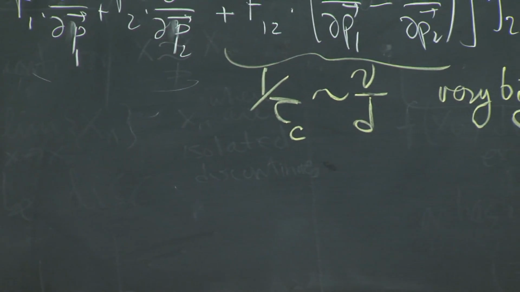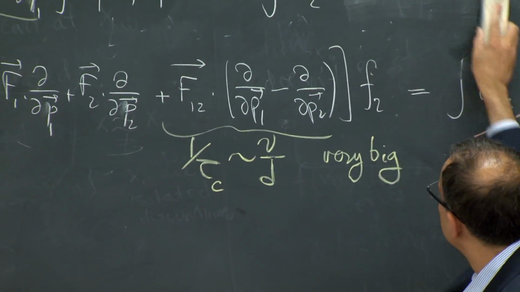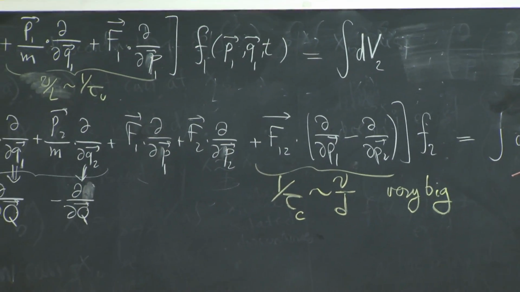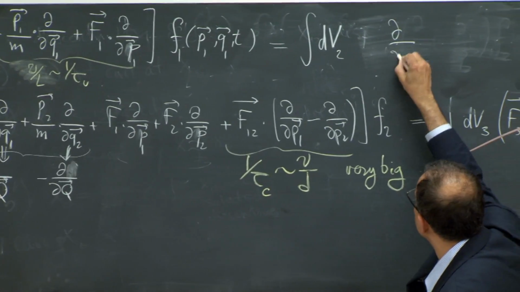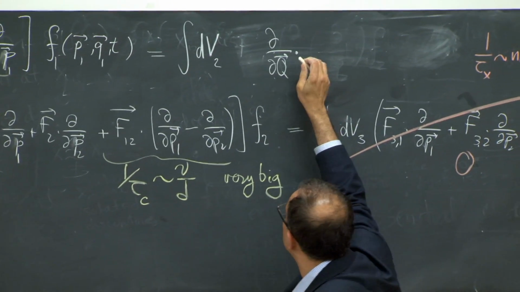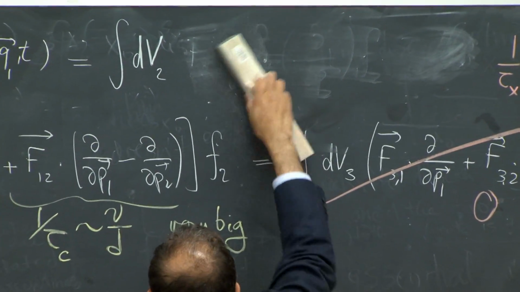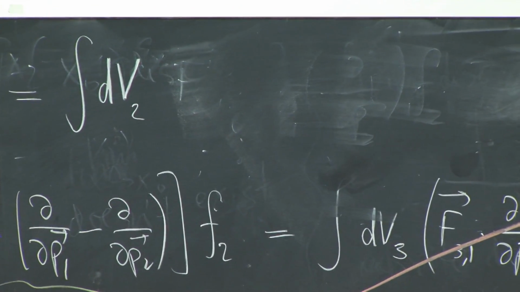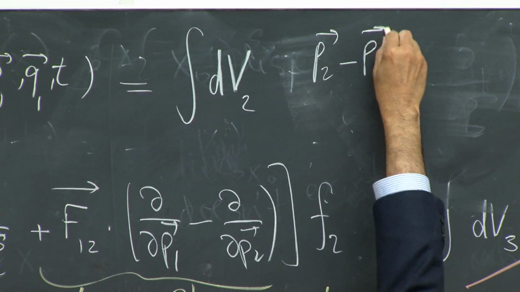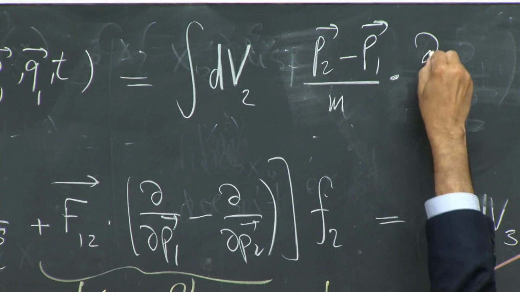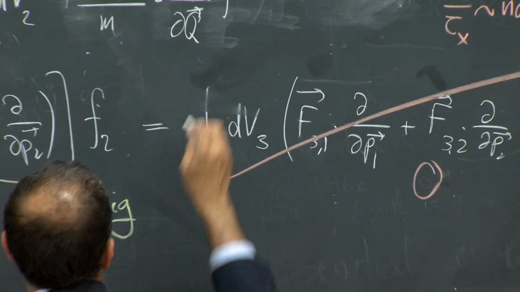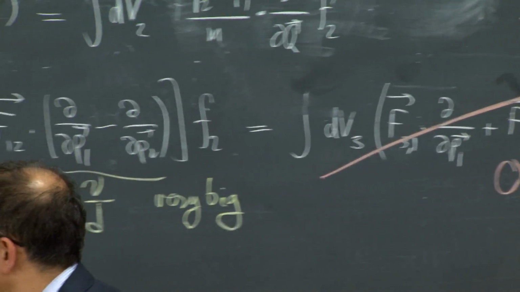So what I can do now is to replace this by equating the two big terms that I have over here. And the two big terms are d by dq of, okay, let's write it. So basically, I would have P2 minus P1 over M dotted by d by dq of F2. Okay?